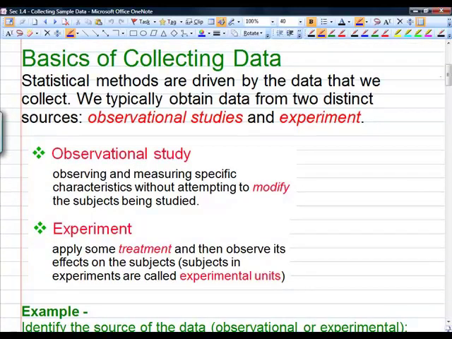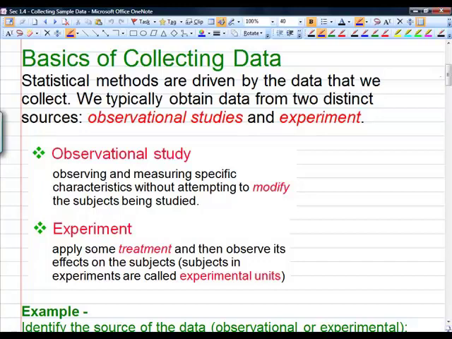So, for example, let's say that we wanted to observe the effects of some disease on the human body. So we take pictures of subjects over time and watch how they degenerate over time. And all we're doing is taking pictures. That would be an example of an observational study.